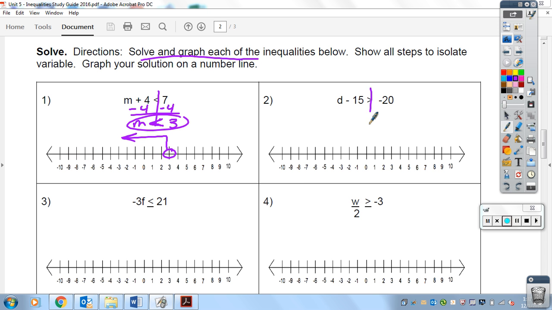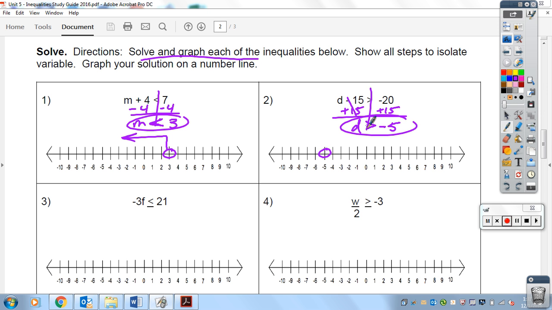Number 2, split down the middle, add 15, gotta know how to work with integers. D, they fight, the negatives win by 5. D is greater than -5. Make sure you circle your answer. Go to -5. It's an open circle because there's no line underneath. Less ink means less ink. If there were more ink, it'd be more ink, but it's not. So less ink is less ink.